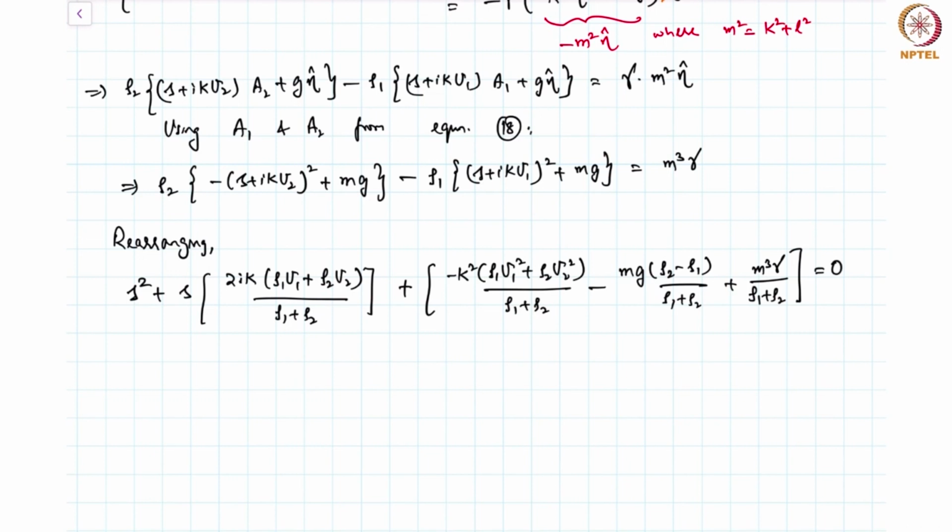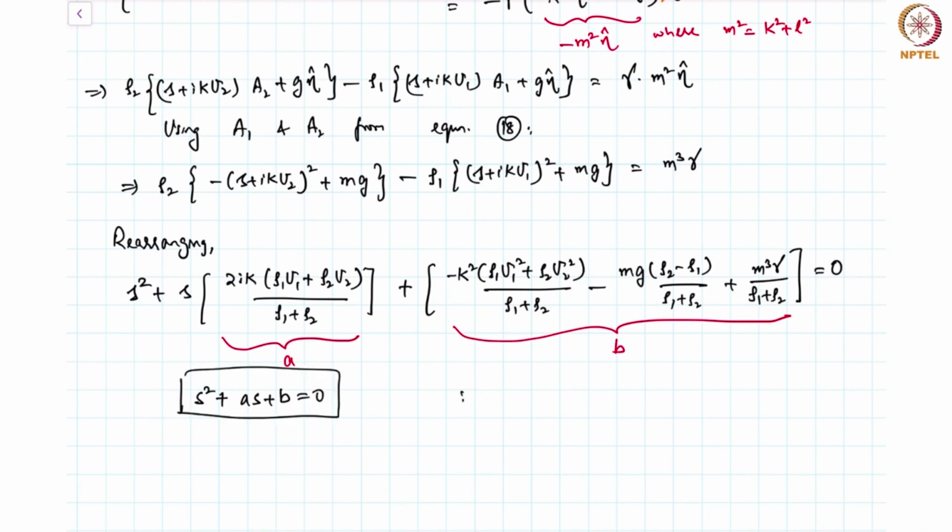This is a quadratic equation. There are one or two more steps that we have to do to go from the previous step to the current step. I would like all of you to try and verify that you are exactly getting the same result. So this essentially becomes, let's call it as A, so that we can write it in a compact notation. What we now have is S square plus AS plus B equal to 0.